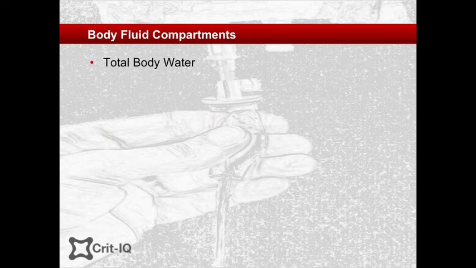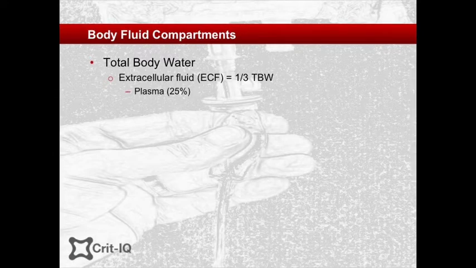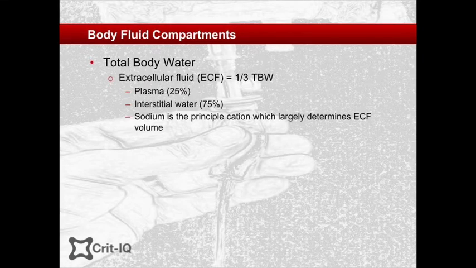Traditionally, total body water is compartmentalized into the intracellular fluid and the extracellular fluid. Extracellular fluid is approximately 1/3 of all body water and is composed of plasma, accounting for approximately 1/4 of the ECF, and the interstitial fluid. The principal cation and osmotically active agent in the ECF is sodium, and as such, ECF volume is largely determined by the regulation of sodium balance.